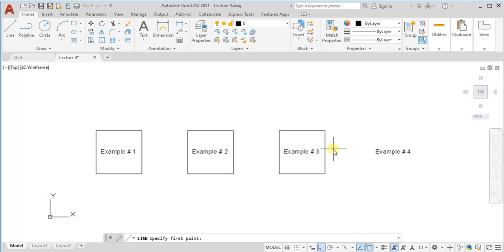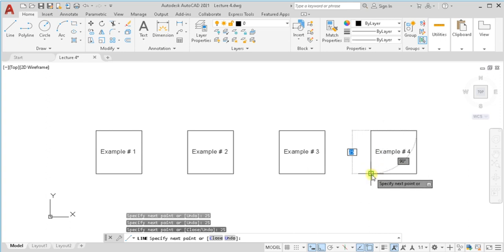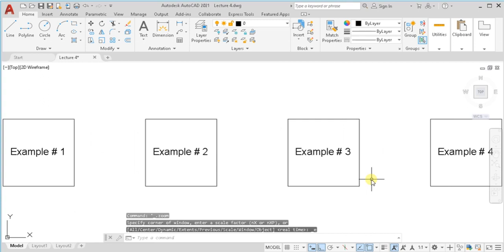Now we will use the dynamic input. For that, we have to start the drawing by activating the dynamic input from here. We will simply write 25 in that specific direction, slide the cursor upward, give it a value, slide it left, give it a value, and bring it to the initial point.